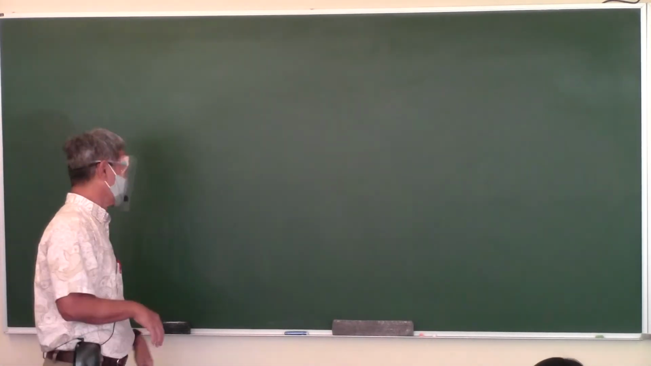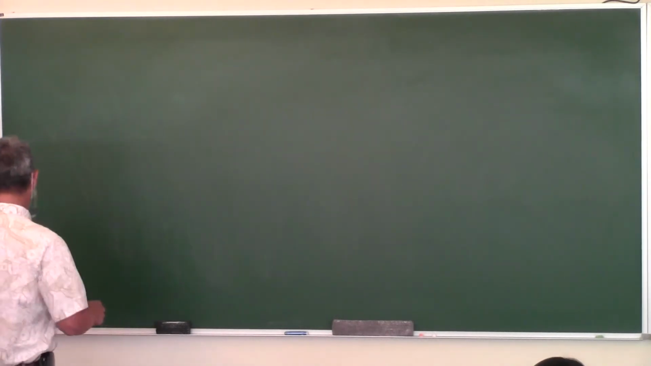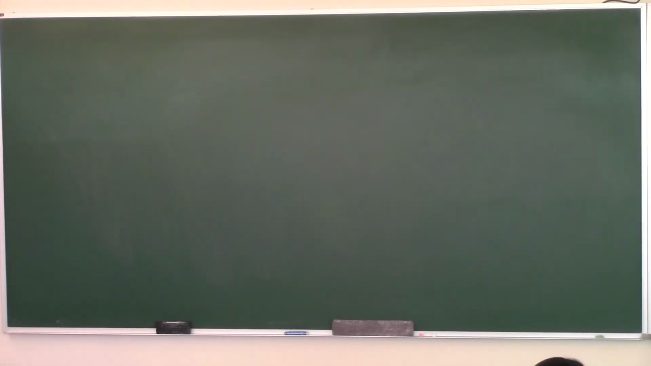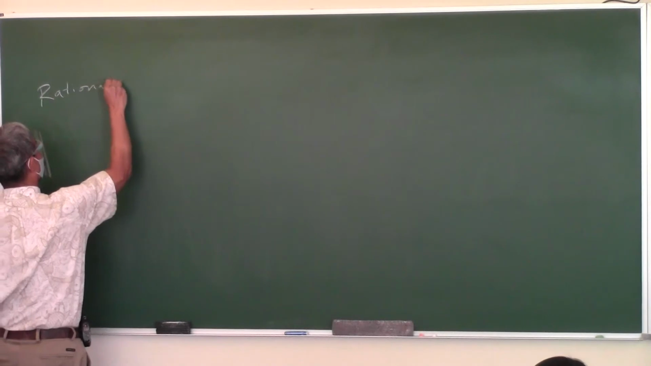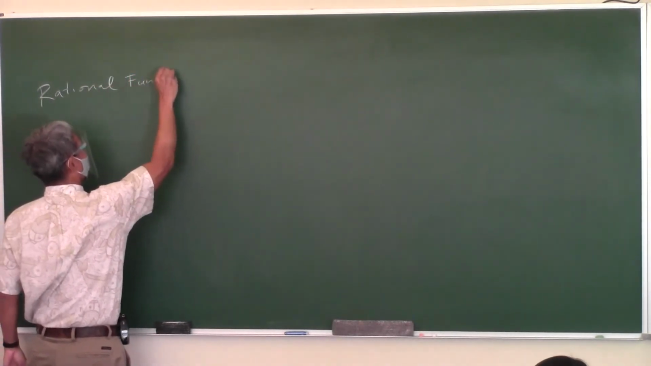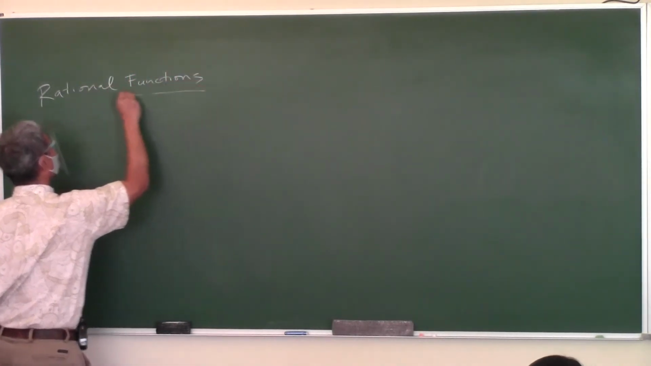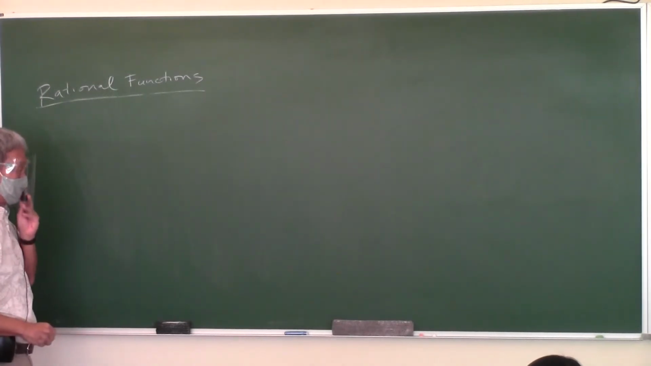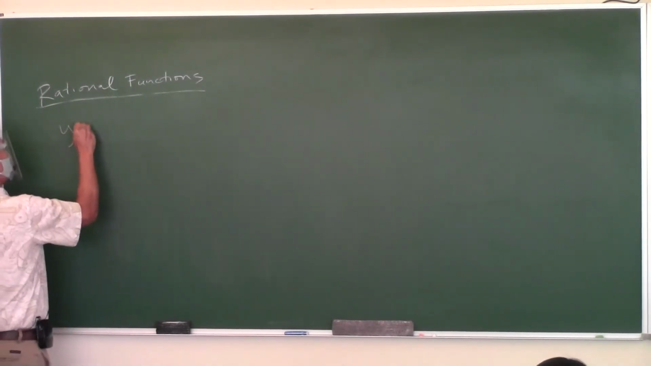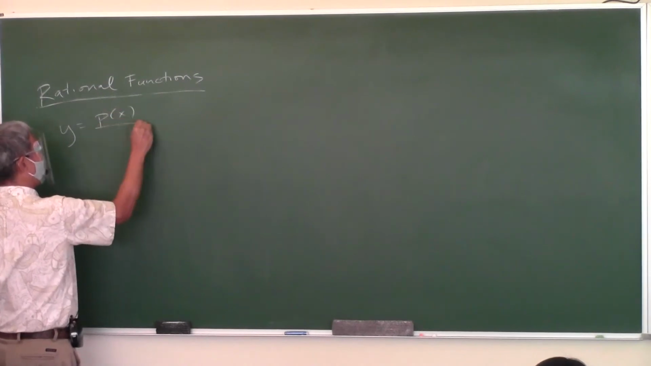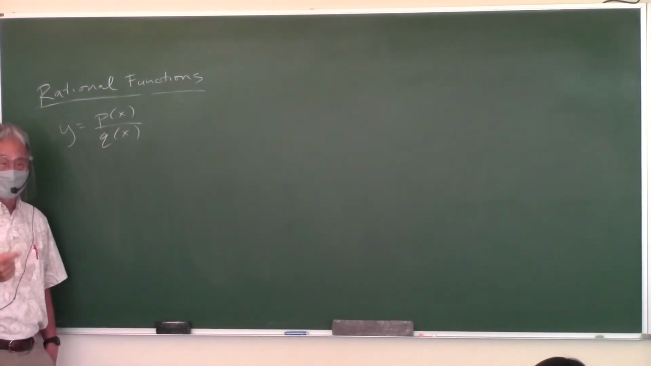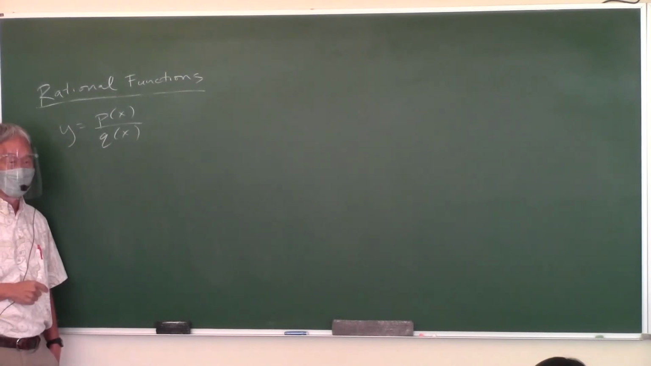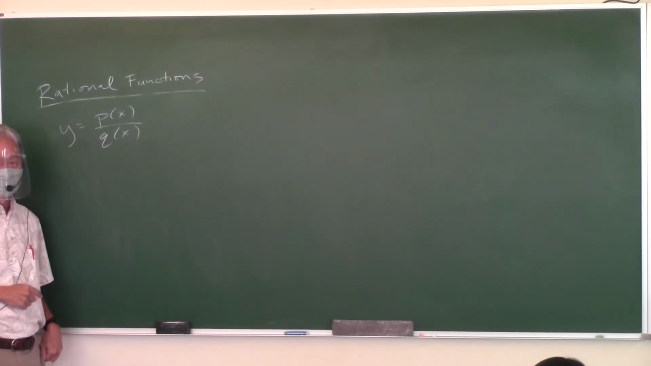Okay, so today we go on to the next chapter, which is on rational functions. Now, what is a rational function? A rational function is when you have a polynomial over another polynomial. And you guys know what polynomials are, right? We had a whole chapter on that.